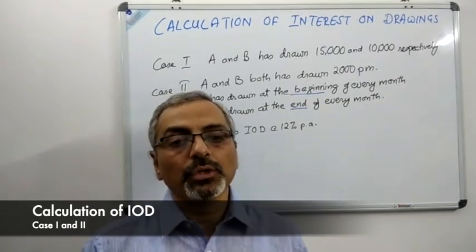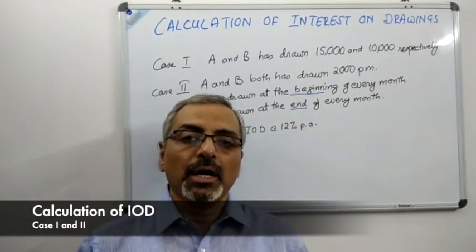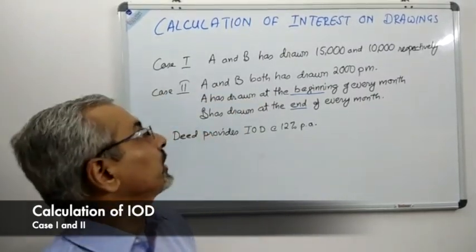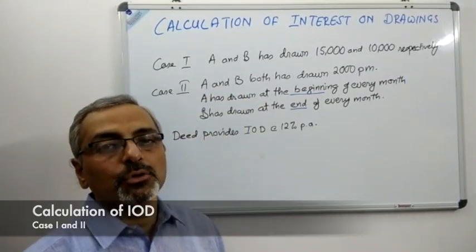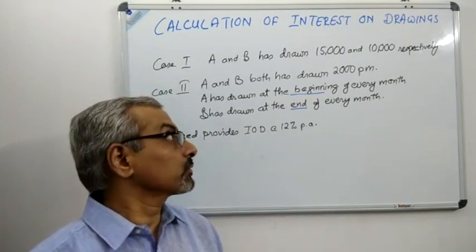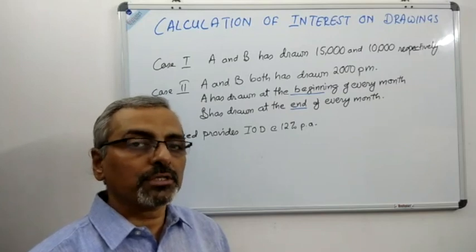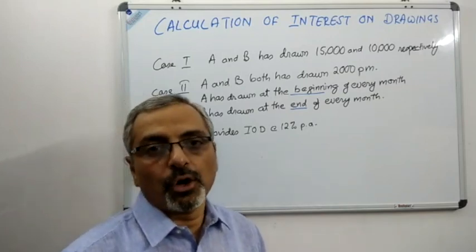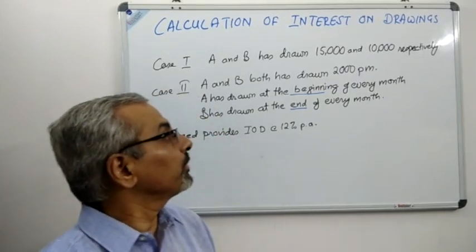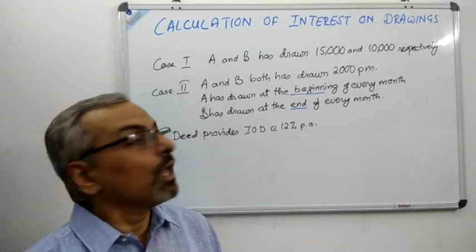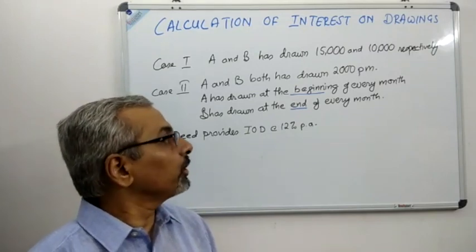Here I have taken two cases. A and B are two partners who have drawn money in the following manner. See very carefully. In the first case, A has drawn 15,000 and B has drawn 10,000 respectively. And in case 2, you can see A and B both have drawn 2,000 rupees per month. But there is a difference in the way of drawing. A has drawn at the beginning of every month. I have underlined the word beginning because it is very important. And B has drawn at the end of every month.